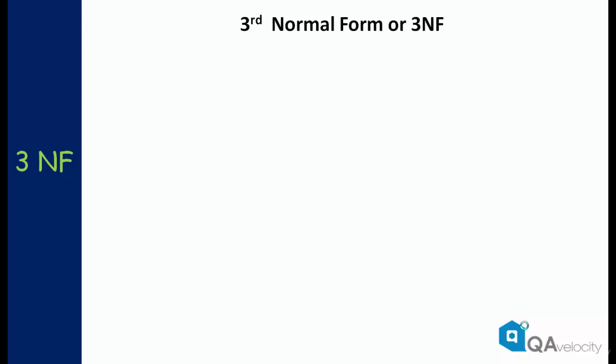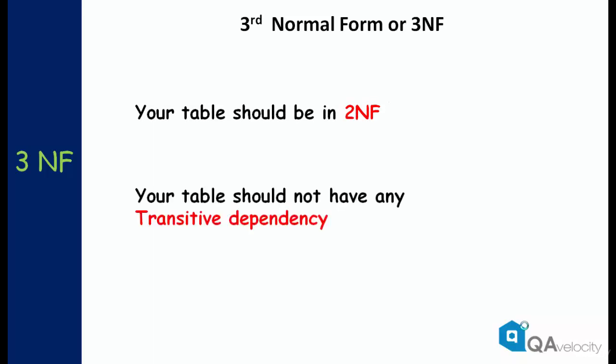So if you want your table in third normal form, then your table needs to follow the below two rules. First rule says your table should be in second normal form, which we have already created. And second rule says your table should not have any transitive dependency. Transitive dependency is when a non-key column is dependent on or related to another non-key column of the table.